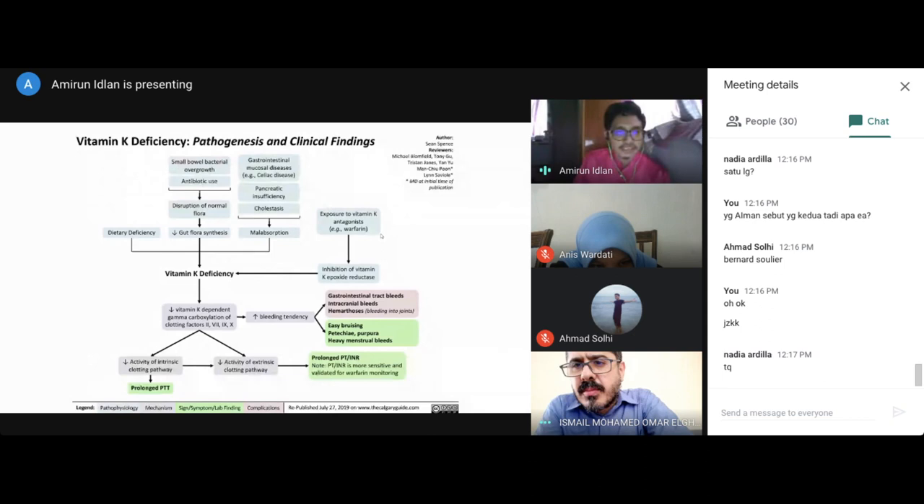Another example is dietary deficiency and malabsorption. Malabsorption because of these three features, which is gastrointestinal mucosa disease, pancreatic insufficiency, and also cholestasis. Later on, I will explain in detail about the classification of the vitamin K deficiency bleeding. So from this vitamin K deficiency, there will be a decrease in the clotting factors that I said before, 2, 7, 9, and 10. Because of these defects, there will be a decrease in the intrinsic clotting pathway and also the extrinsic clotting pathway. For extrinsic, it will be factor 7, while intrinsic will be factor 9. So because of this deficit, there will be bleeding tendency during the newborn period.